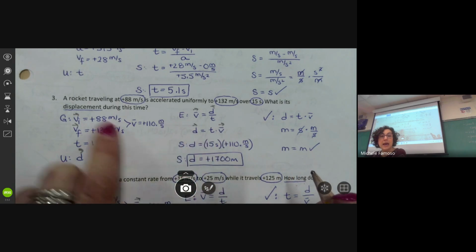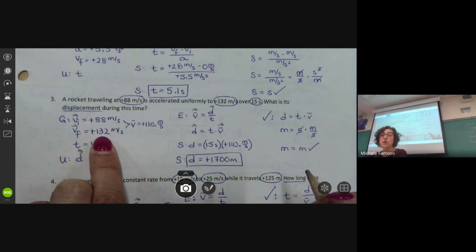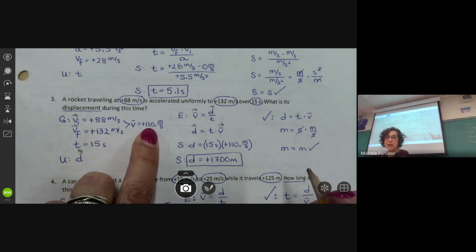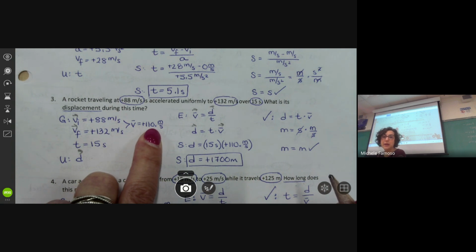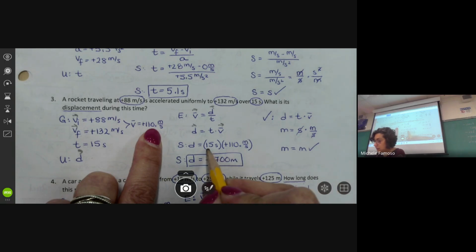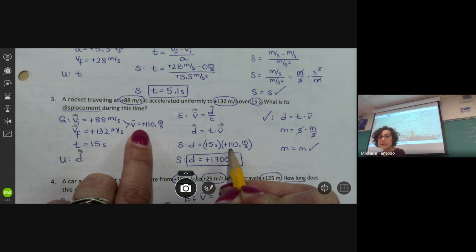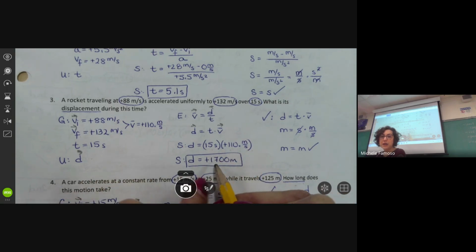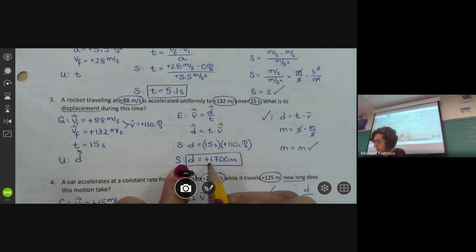Now, how do you get the average of two velocities? You add them up and divide by 2. And whenever we do an average, we keep the precision of the measurements. These are both to the ones place. So the 0 in the ones place has to be a significant digit, which means we add a point after it. So that is 15 seconds times the positive 110 meters per second. I'm going to round to 2 sig figs, which gives me a displacement of positive 1,700 meters.